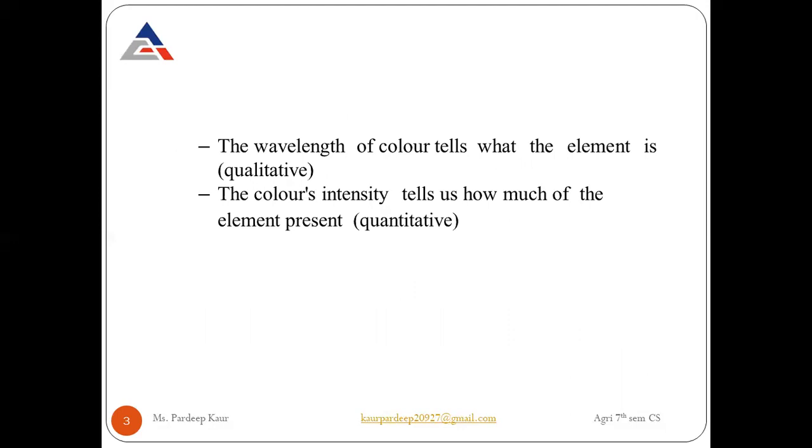Next, the wavelength of color tells what the element is. That means the qualitative nature of any substance. Second, it also measures the color's intensity. The color intensity tells us how much of the element is present. That means it represents the quantitative quality of the substance.